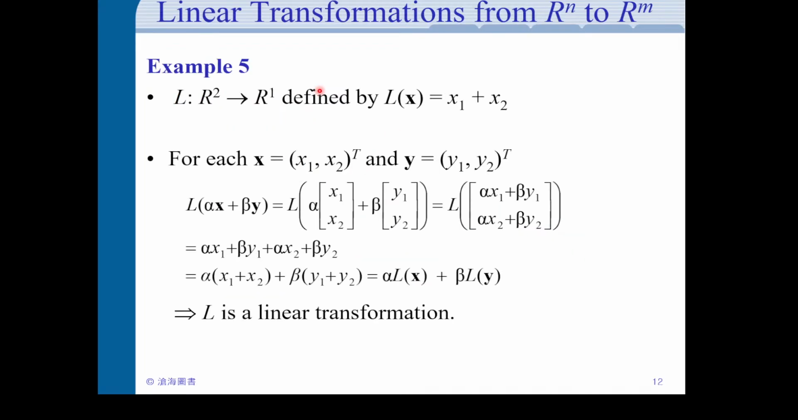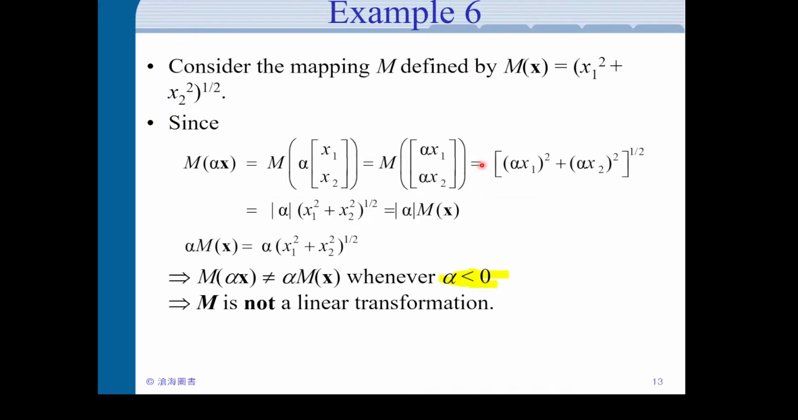And then we also see a less geometric example. We have a linear transformation, say mapping from R2 to R1, that is, you take a linear combination of the two coordinates of your R2 vector. Then this is also linear.